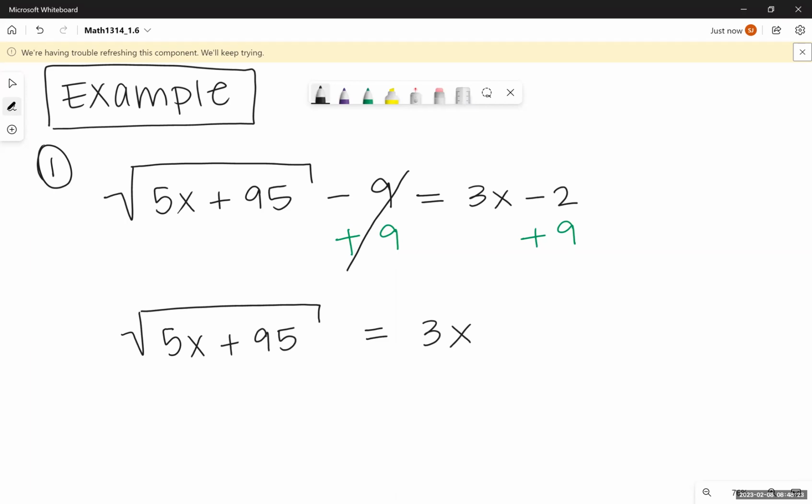I wrote a 7, it's just not showing yet. Okay, so I subtract and keep the sign of the larger. So that was the first step, to isolate the radical term.